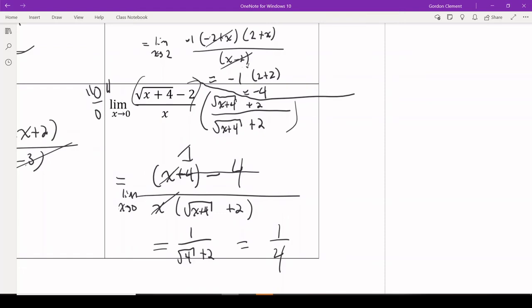Any questions on that example there? Just equals 1 over 4. That's fine for a final answer.